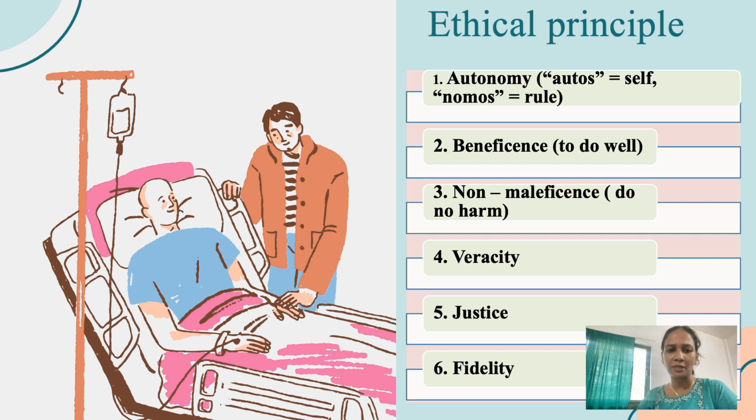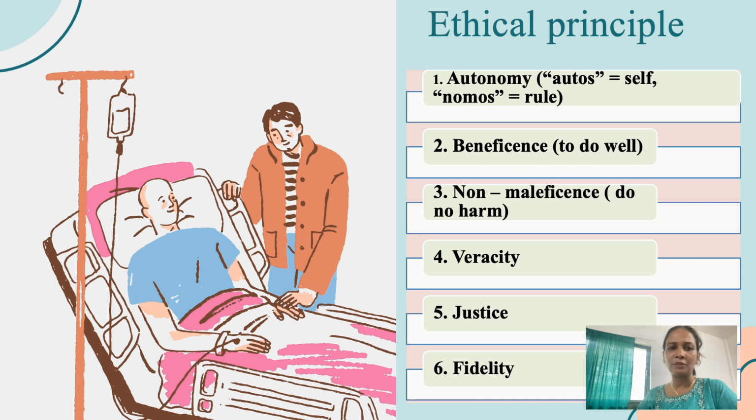The first one is autonomy. Auto means self, nomos means rule. According to autonomy, the individual is capable of making his or her own decision. So, as a nurse, we have to provide the information regarding any surgical procedure, treatment, or investigation. We have to state the advantages and disadvantages of the particular procedure, and let the client or patient decide. So, the best example is informed consent.